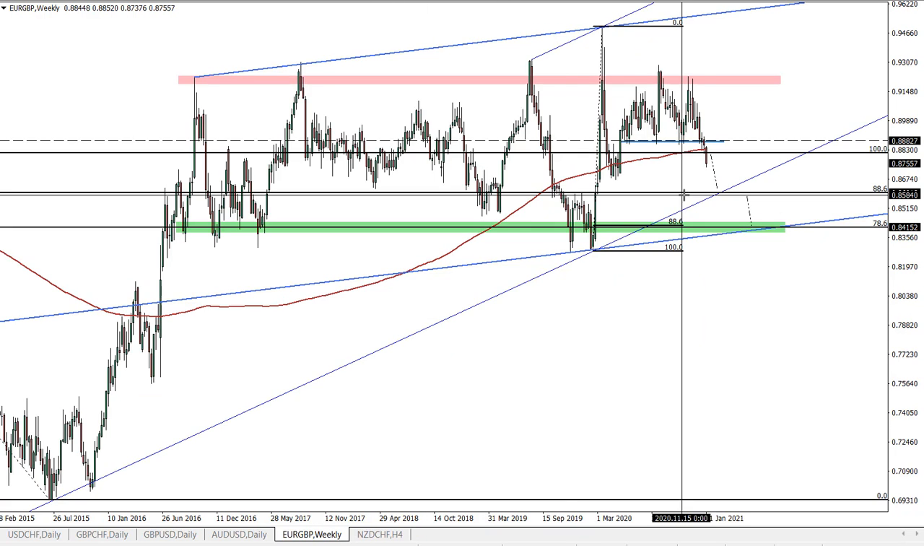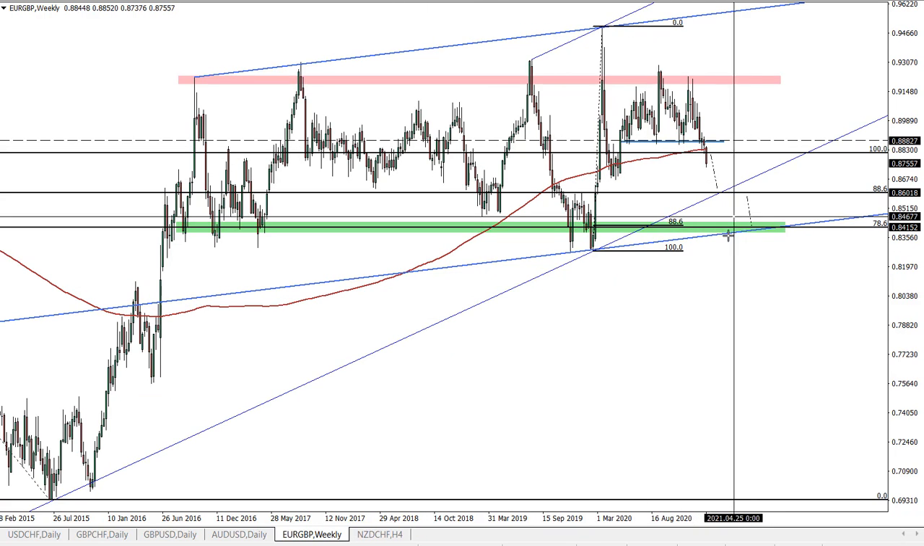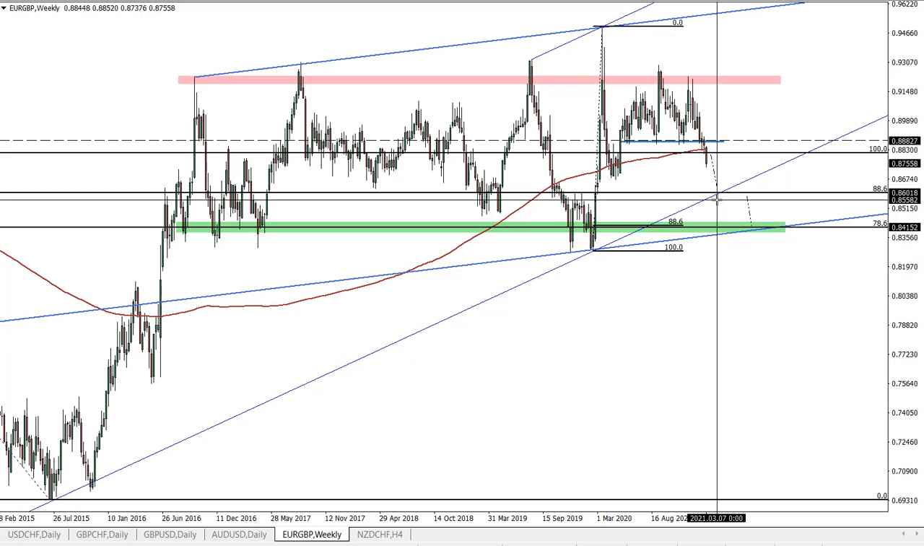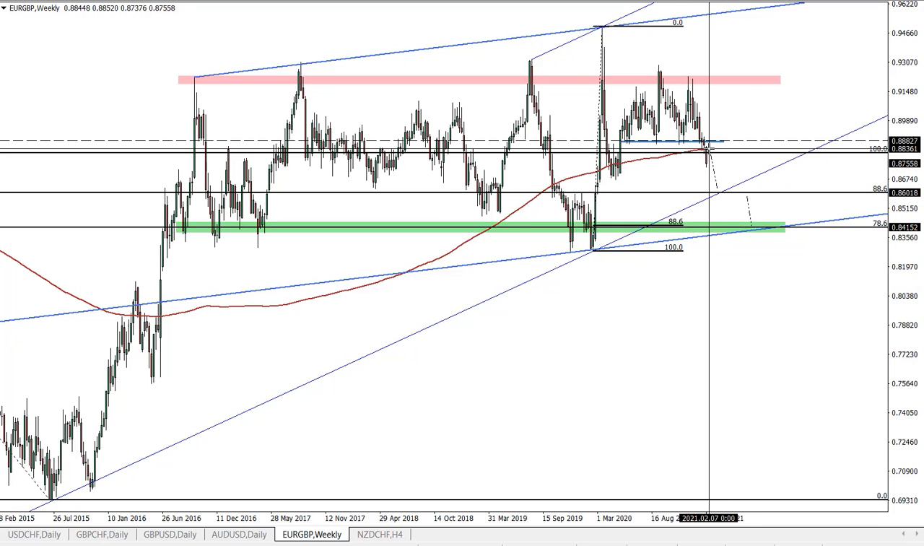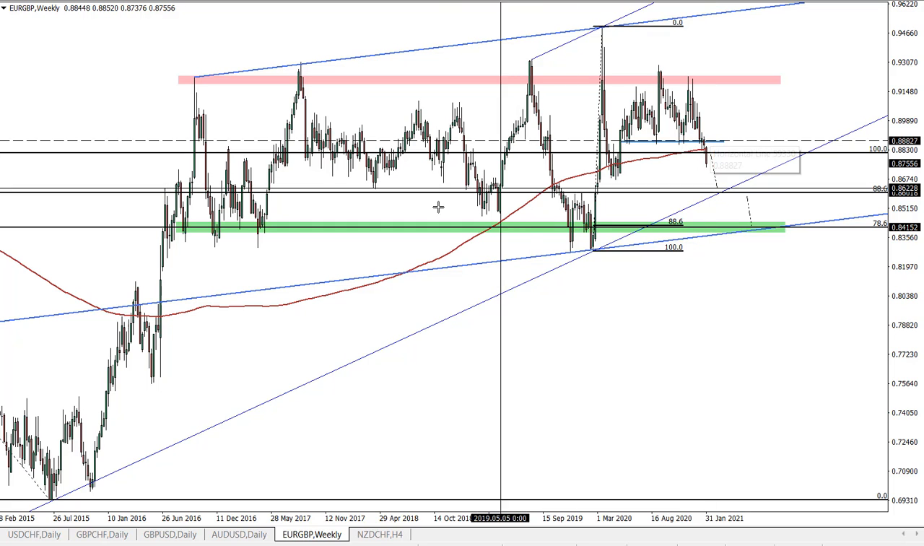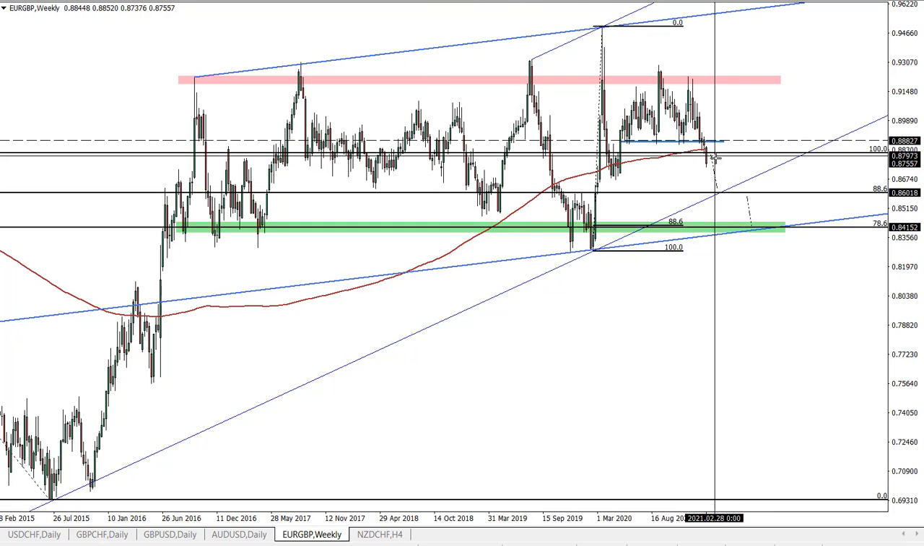So this is the final analysis we had. Euro GBP, expected the continuation of the downtrend. We can see that there is a break below the moving average, break below the support. So very interesting also. The trend remains heavily bearish at this point.